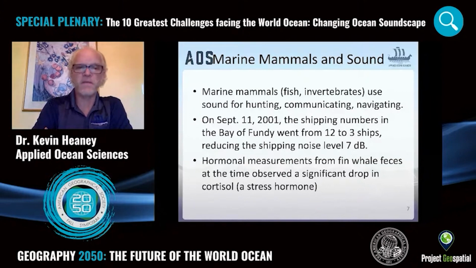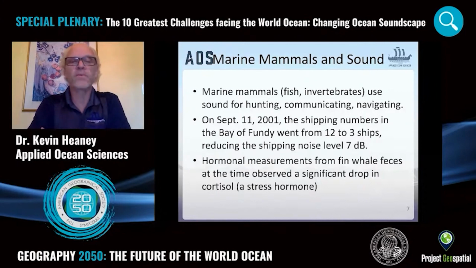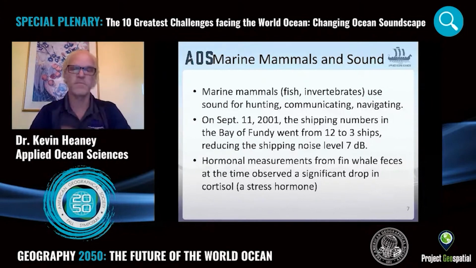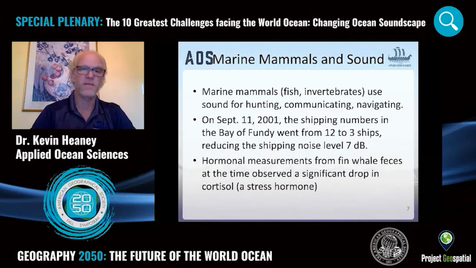On September 11th, shipping numbers in the world dropped because of an immediate freeze after the terrorist attacks on global security. There's a paper put out on the Bay of Fundy, in eastern Canada. It went from 12 ships in the small bay, which is a loud area, down to 3 ships, and it reduced the shipping noise level by 7 decibels. So that's a number to keep in mind. That's a large number. 3 dB, or 3 decibels, is twice the amount of energy, and so dropping it by 7 is significant. It turns out to be a fourth.